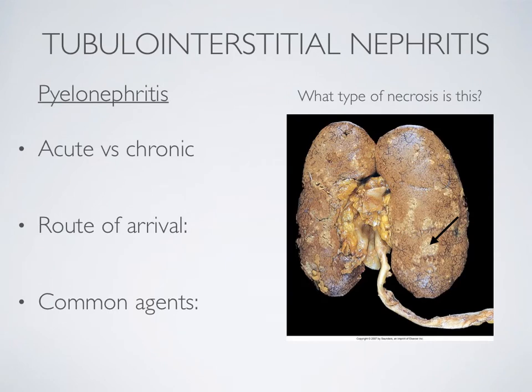So the first one, talking about the inflammatory from an infectious cause, gives you pyelonephritis. So that's basically inflammation of the kidney. And here's a gross image of what you'll see with pyelonephritis. So you see these little white splotches on this kidney. What kind of necrosis do you think is going on there?